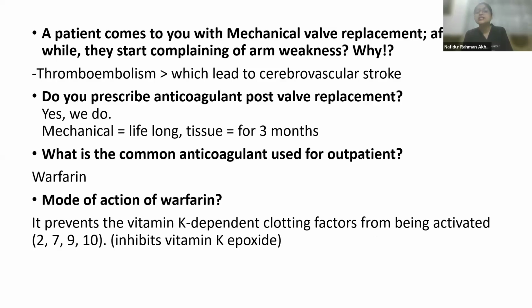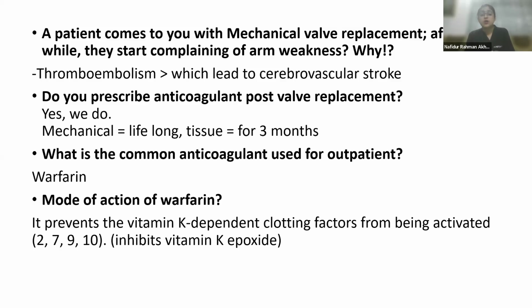Next, a patient comes to you with mechanical valve replacement. After a while, they started complaining of arm weakness. That is thromboembolism. Somehow the clot dislodged and went to the cerebrovascular system, and it causes a stroke, and that's why the patient is having arm weakness. Then, do you prescribe anticoagulant post valve replacement? You said yes, we do. Then I ask the next question: what is the time and duration? For mechanical, it will be lifelong, and for tissue, it will be 3 months.